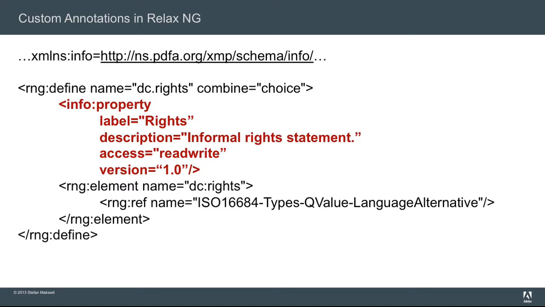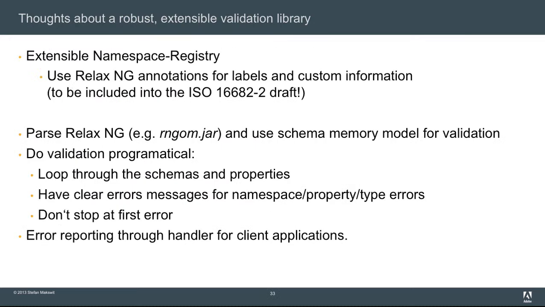Okay, then I have a few thoughts about a robust, extensible validation library and how this should be done. When you want really good validation, you would probably not take a default open source validator. You would like to have clearer error reporting. So my basic idea was that first we make heavy use of the annotation that I showed you before, putting in the label and description and everything, to have even more information in the schema.